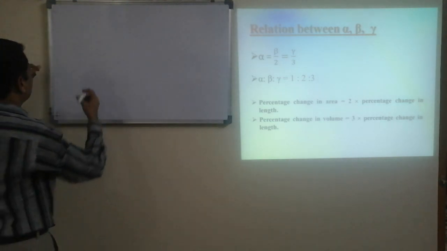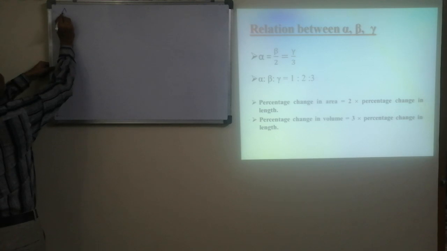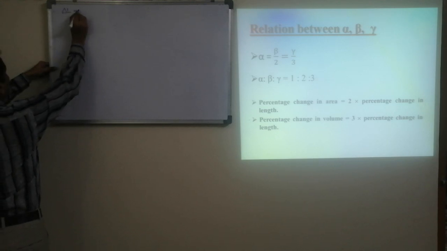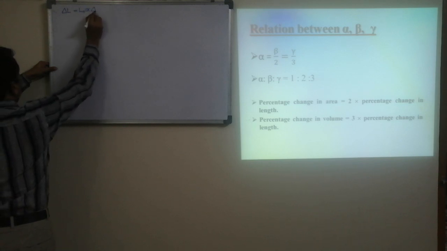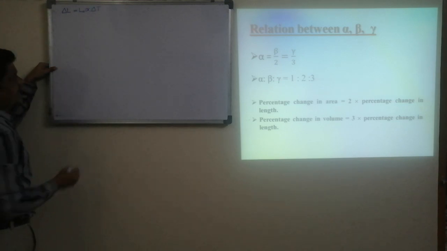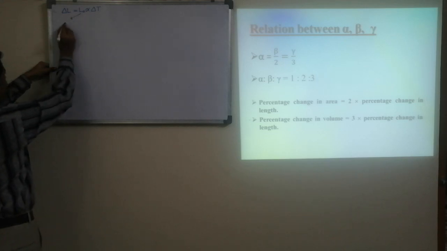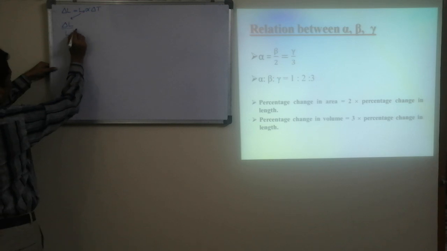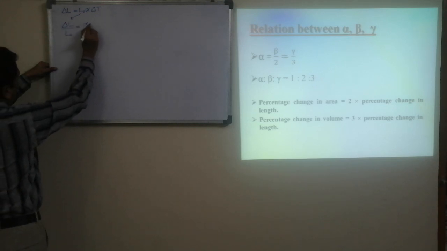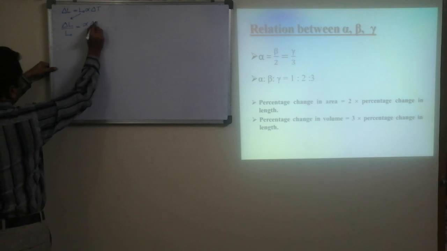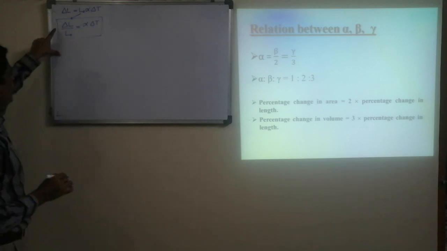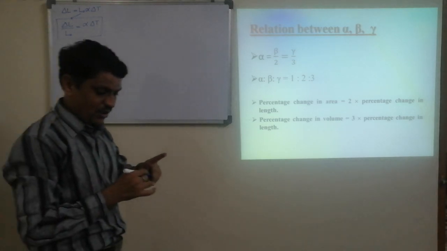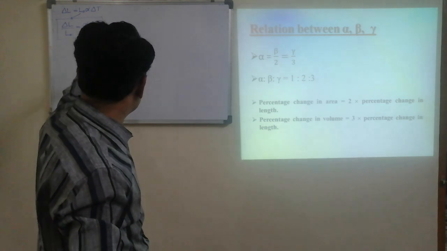See, as you know, delta L is equal to L naught alpha into delta T. If I bring it this side, delta L by L naught is equal to alpha into delta T. This is called fractional change in length of the body on heating.